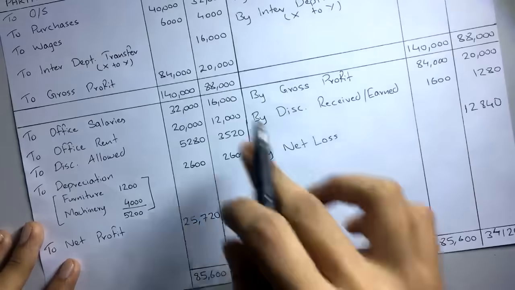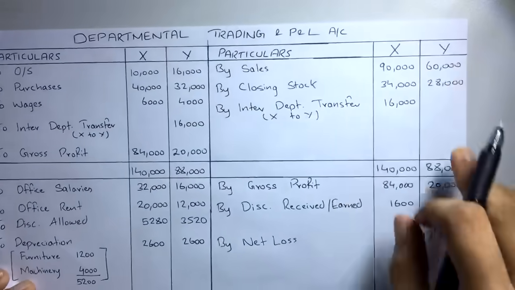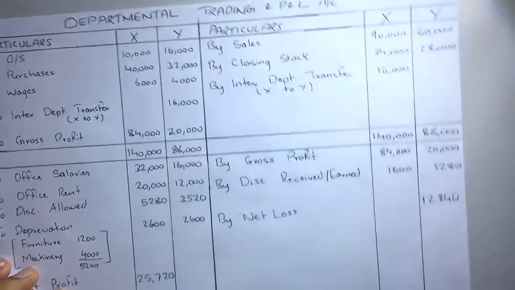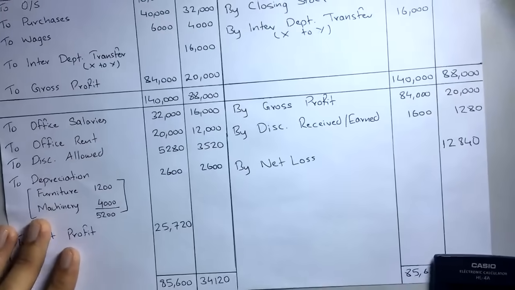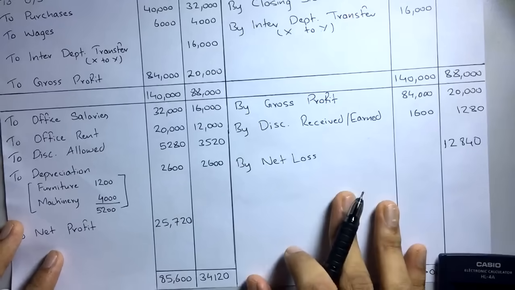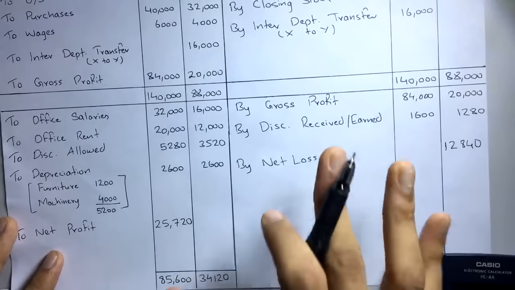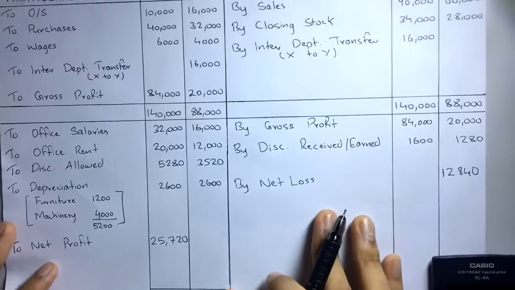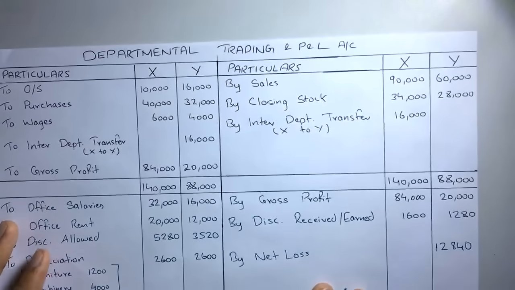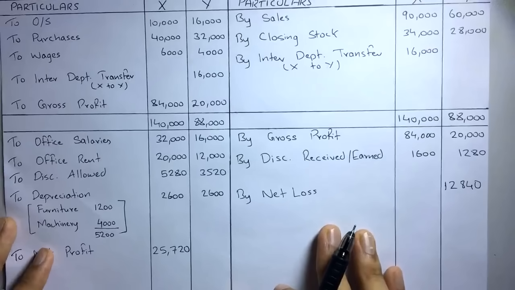So the X department is in profit and the Y department is in loss. Okay, Y department loss, X department profit. So now the management has to decide. Our work is over, our accountant's work is over. Now the management has to decide the policies for each of these departments. Okay, so this is how you prepare the departmental trading and P&L account. All right, simple, right? Very easy, right?